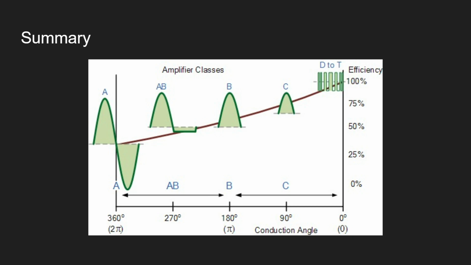Class C does less of the work. You see the conduction angle, they may be doing just 1/4 of the cycle, or 1/3 of a cycle, but it must be less than 1/2 of the cycle. Classes D to T, we're not going to explain. But class D is digital, and they can do very well.